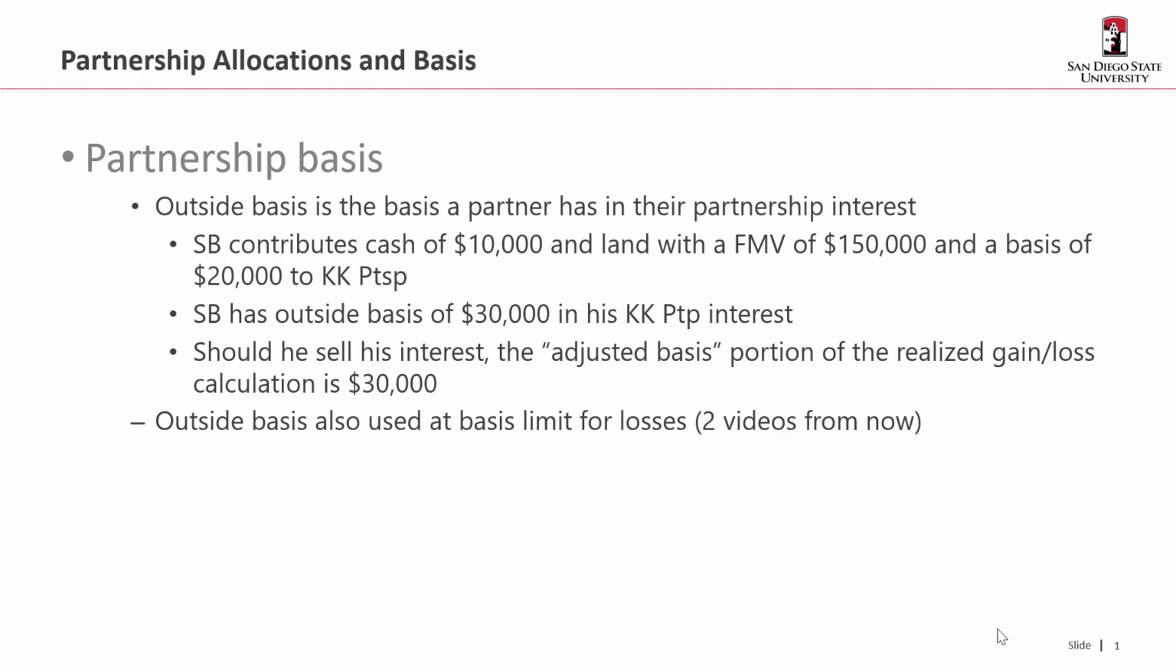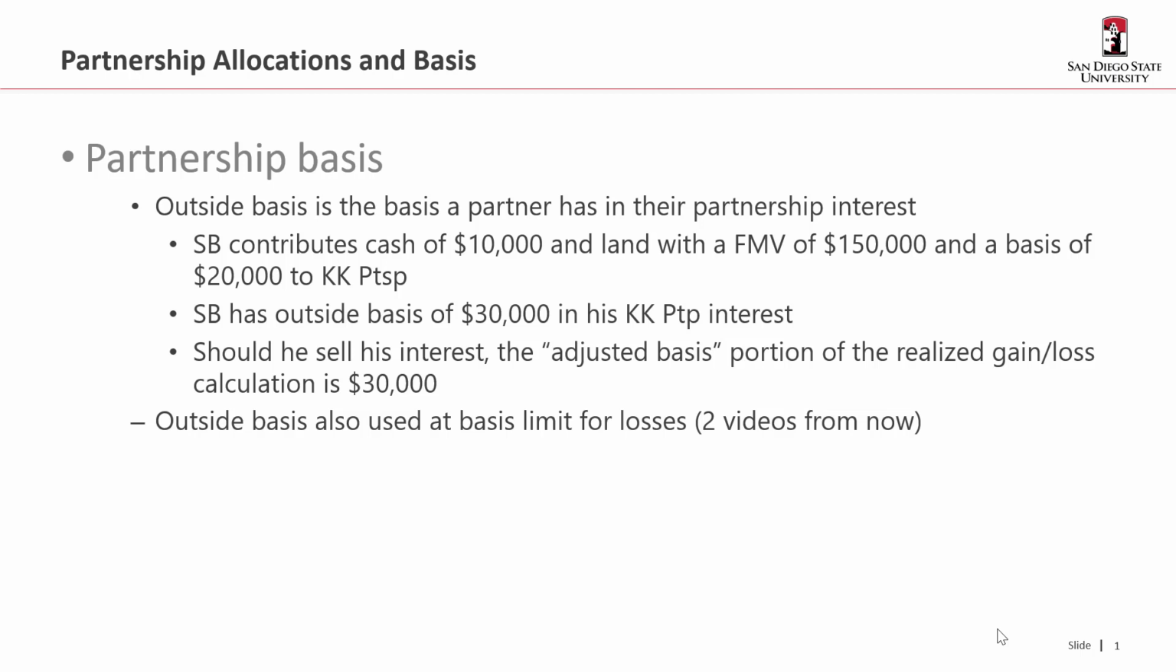So for example, SpongeBob contributes cash of $10,000 and land with a fair market value of $150,000 and basis of $20,000 to Krusty Krab partnership. So we know the basis carries over. As a result, SpongeBob has outside basis, that's his basis in his investment in the partnership, of $30,000. $10,000 from the cash, $20,000 from the land that he contributed.